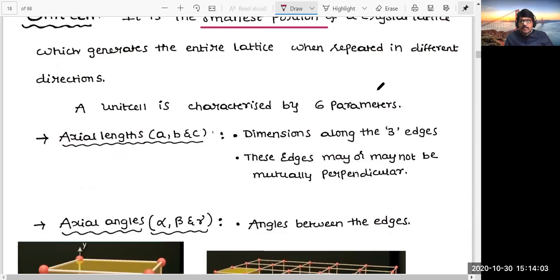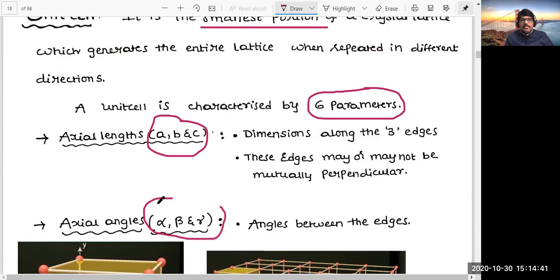And there are 6 parameters to define a unit cell. Based on these 6 parameters, unit cells are classified into different categories. From here, I told you already, you should be very careful, because if these basics are not clear, the remaining part of solid state is 100% impossible. You should have crystal clear clarity, then only the rest of the topics can be understood easily, right? So what are the 6 parameters? There are 3 lengths, they are axial lengths, and there are 3 angles, they are called axial angles.